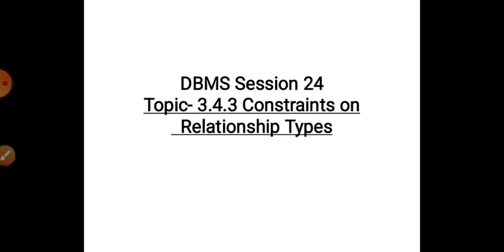Today's session is session number 24 and the topic is constraints on relationship types. So students, in a relationship type, there is a relation between two entities. For example, employee and department. There is a relationship that employee works for department. In such a relationship, what are the constraints? That is, how many entities of one type will participate and how many entities of the second type will participate. That is what we are going to study today: constraints on relationship types.